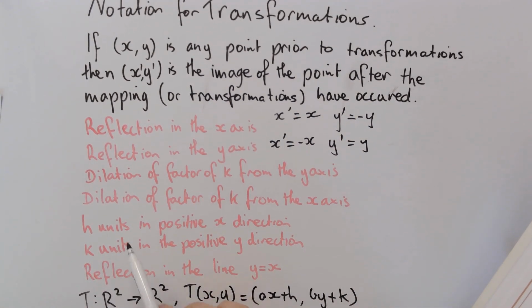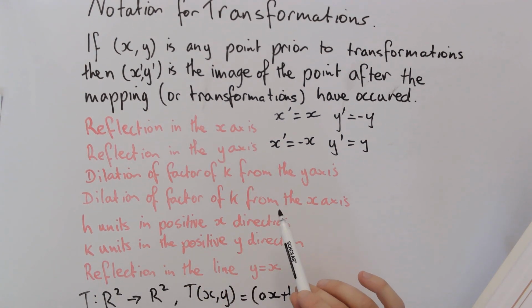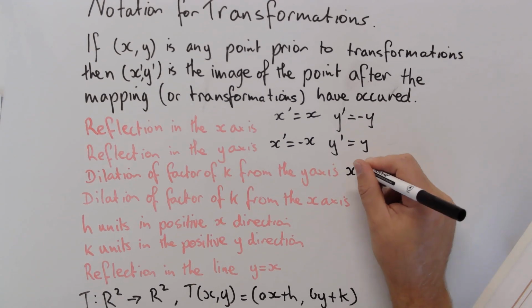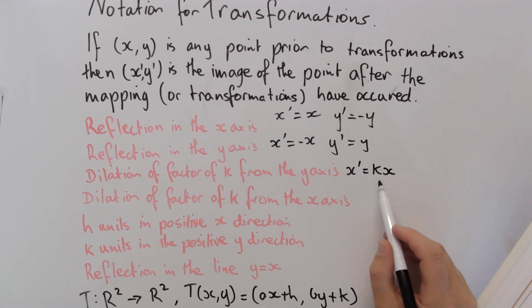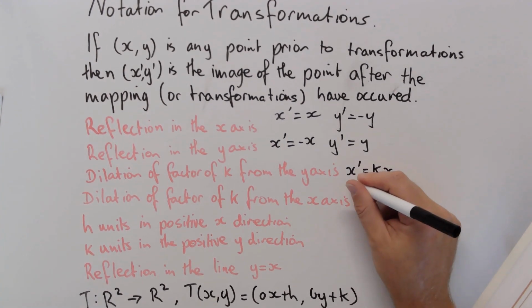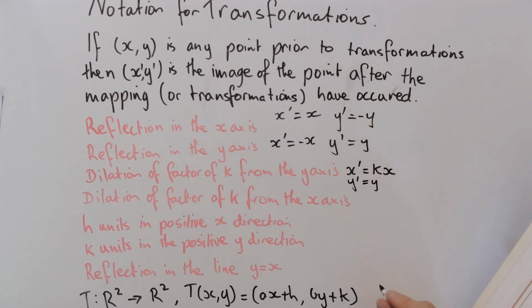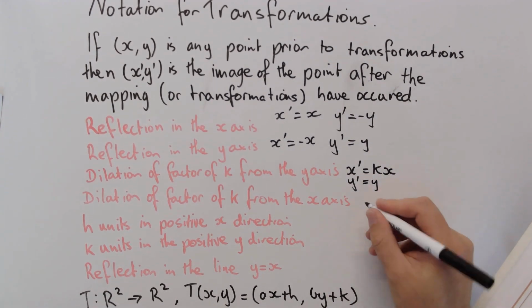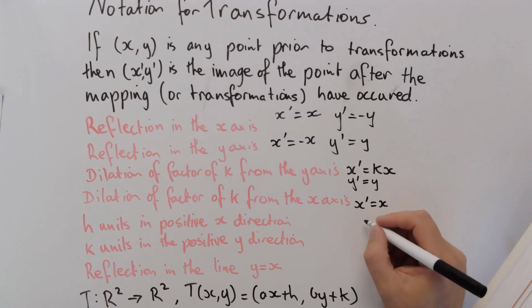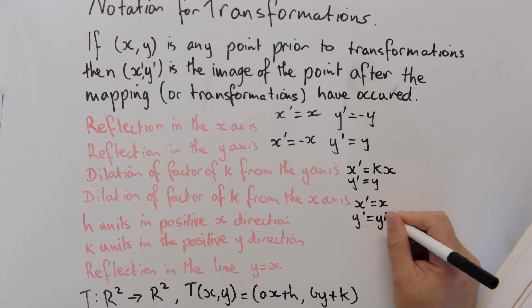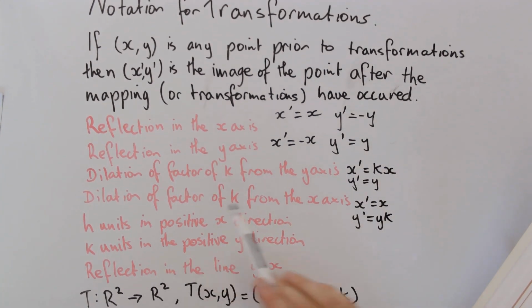If we look at a dilation of a factor of k from the y-axis, that means that x' is going to equal k times our original x value, so we're going to multiply it by k, and our y values aren't going to change. We're going to have y' is still y. We've got a dilation of a factor of k from the x-axis. Nothing this time happens to our x, but now we have this dilation happening for our y values. Now you might be saying, hang on, why aren't I using 1 on k for this? You'll see why it becomes 1 on k a little bit later on.